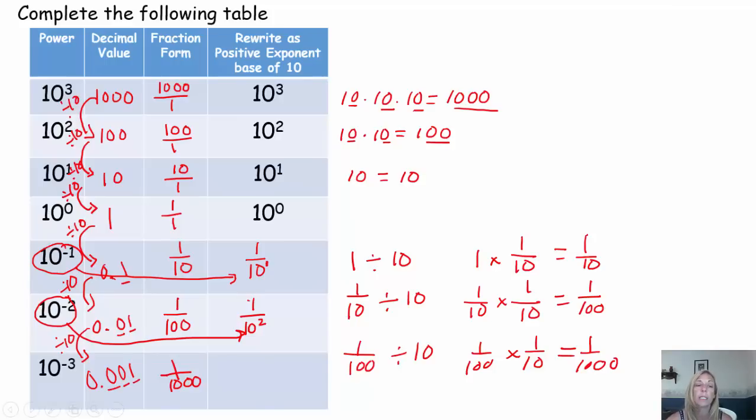Now, if you look at what I did in the last two, in order to make that a positive exponent, I just have to put it under 1. And there it is. 10 to the third is the same as 1,000. So 1 over 10 to the third is the same. Let's try to work on some individually.